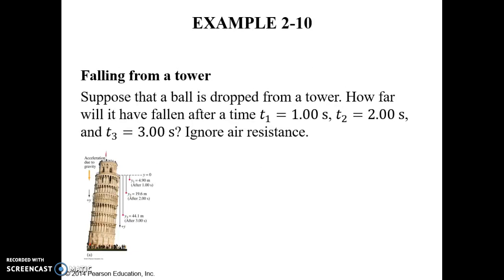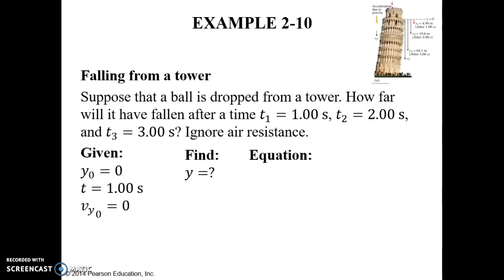Example 2.10. Suppose that a ball is dropped from a tower. How far will it have fallen after a time of 1 second, then 2 seconds, and 3 seconds? And of course, we're going to ignore air resistance. Step 1. Write out your givens. The initial position we're going to assume is 0. So we're going to take the first time, which is 1 second, and because that is dropped, the initial velocity in the y direction is 0. And we're trying to find the final position, which is y.